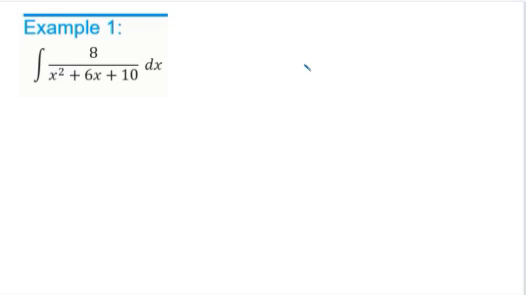So what we're going to do is we're going to take this x squared plus 6x plus 10 and we're going to complete the square with it. How do we do that? Well, we put this x squared plus 6x here. We stick this plus 10 over here out of the way. We did this in pre-calculus.